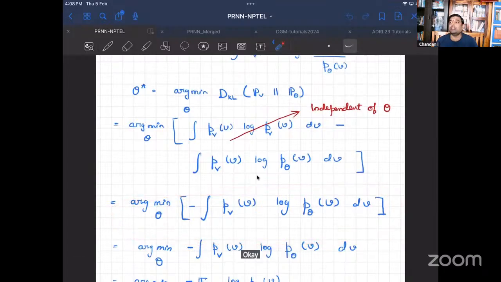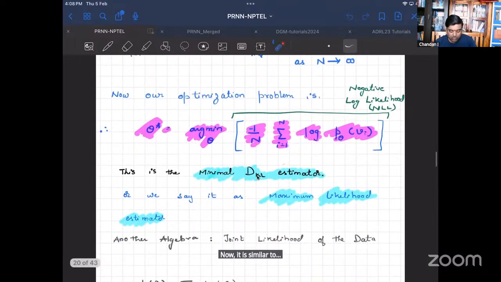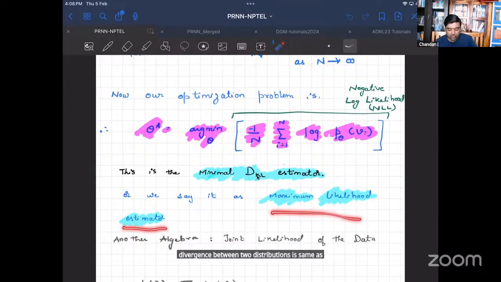Here the view is you are reducing the KL divergence. As it turns out, it is similar to maximizing the likelihood. This log P theta of x is known as the log likelihood. You have this negative, so this is known as the negative log likelihood. Minimizing the KL divergence between two distributions is the same as maximizing the likelihood.